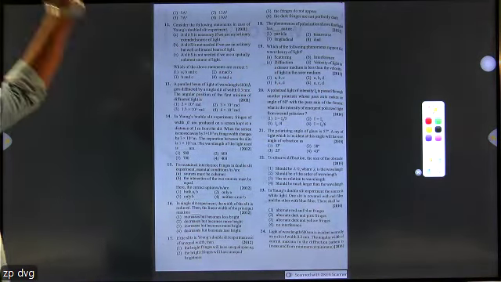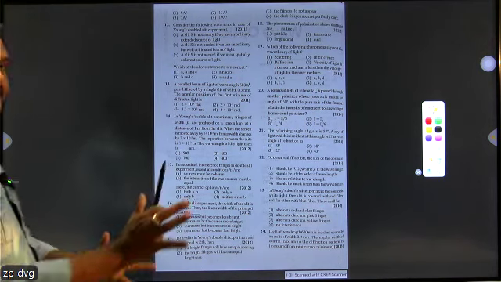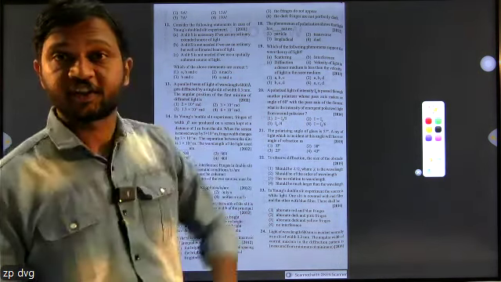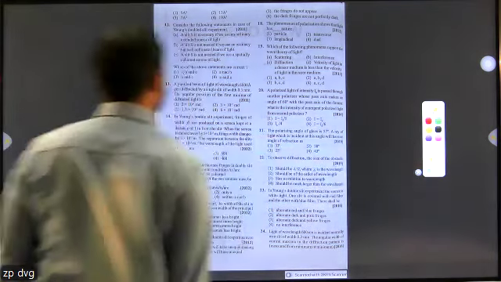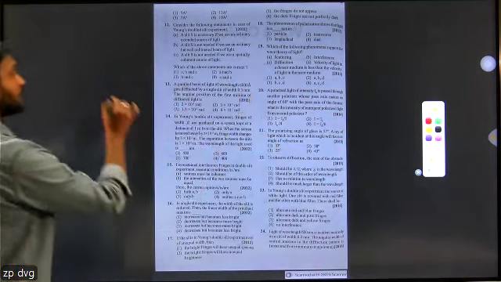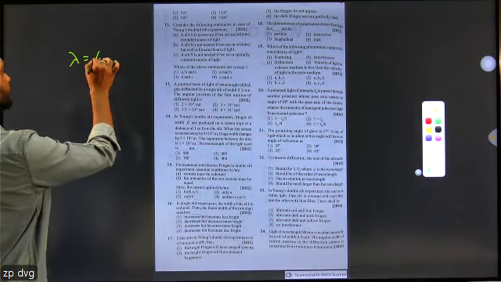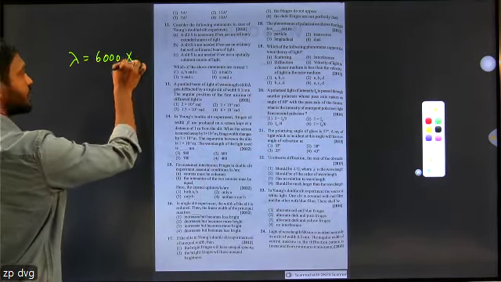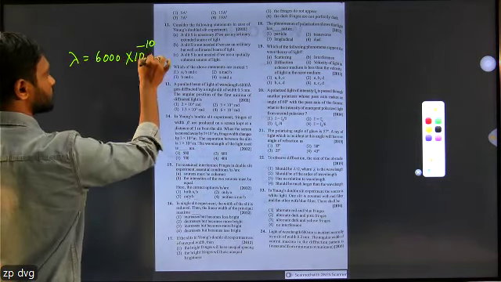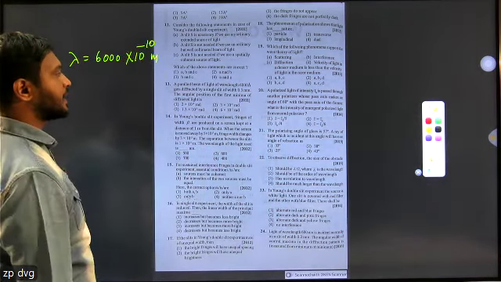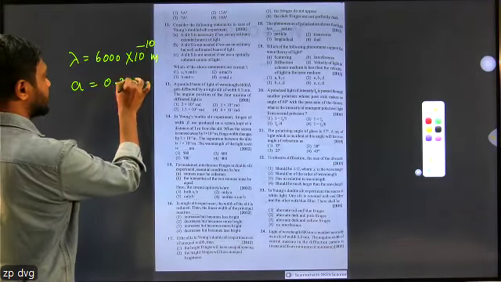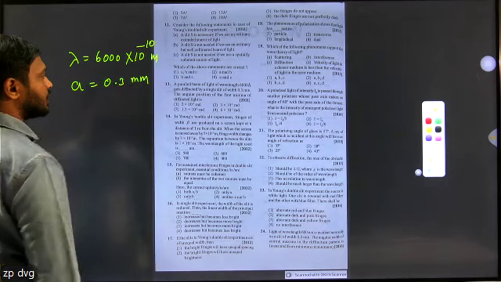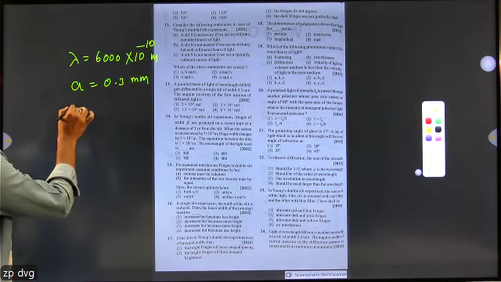But the 13th one is the easiest chapter, the easiest question. A parallel beam of light of wavelength 6000 angstrom gets diffracted by a single slit of width a equals 0.3 millimeter. Find the angular position of the first minima.